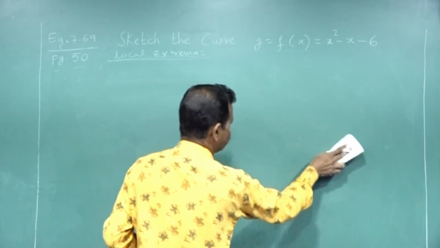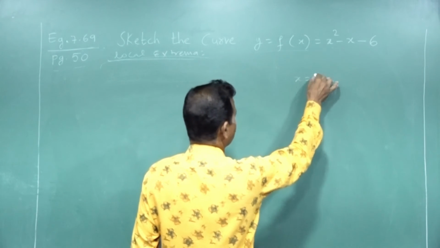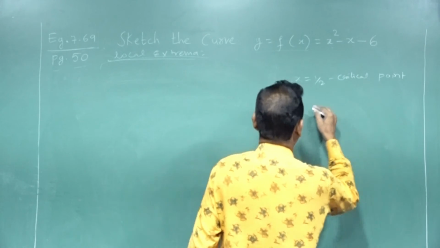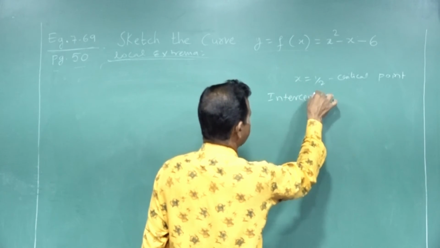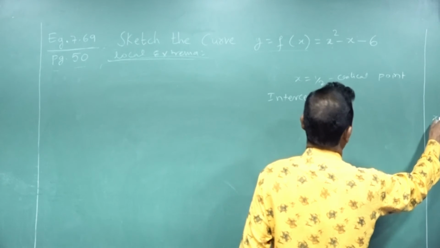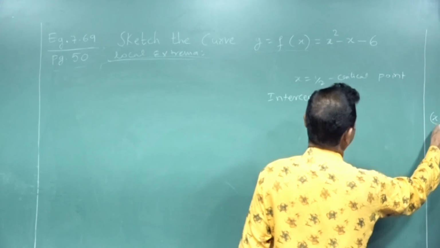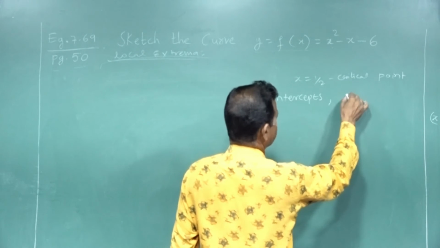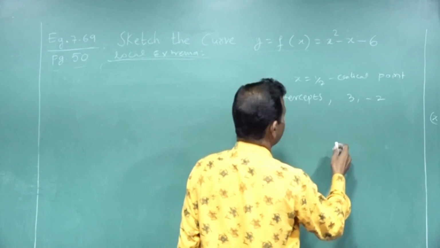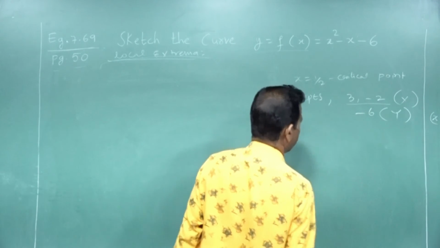Now come to the graph. How do we sketch the graph? First, x equals 1/2 is the one critical point we get. And the intercepts, what are they? At x equals 3 and minus 2, these are the x intercepts. And the y intercept is minus 6.